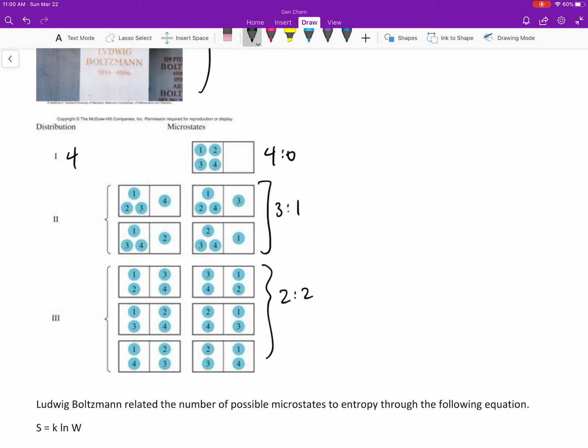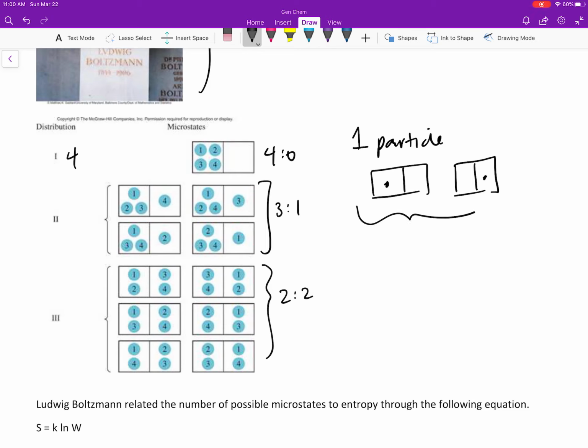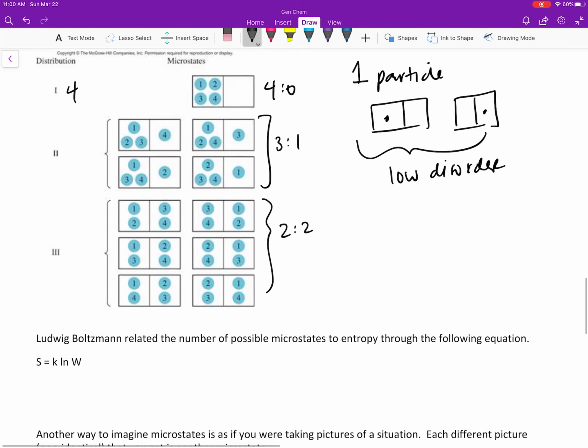So if I only had one particle, well, I really only have either the particle is here, these look like dice, or the particle is here. So this would be low disorder. It's only this or that, not a lot of options.